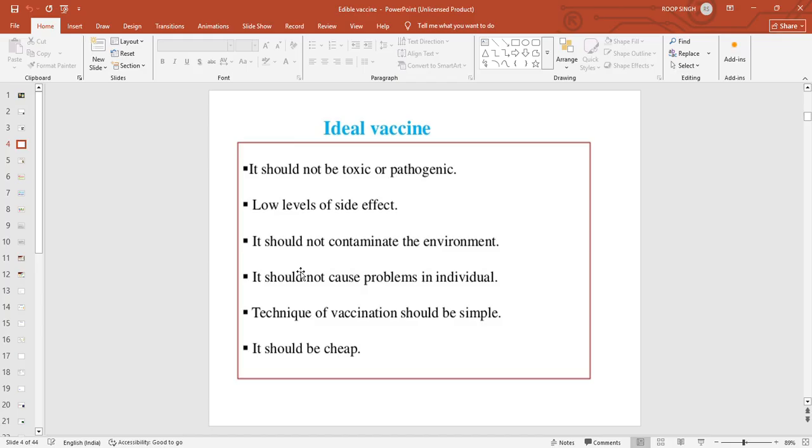It should not contaminate the environment, should be safe for the environment. It shouldn't cause problems in individuals. The technique of vaccine delivery should be simple, and it should be cheap so that it can be used for a large number of the human population.